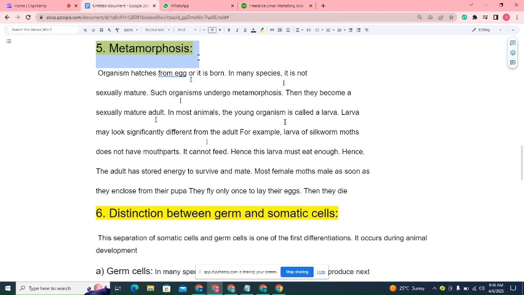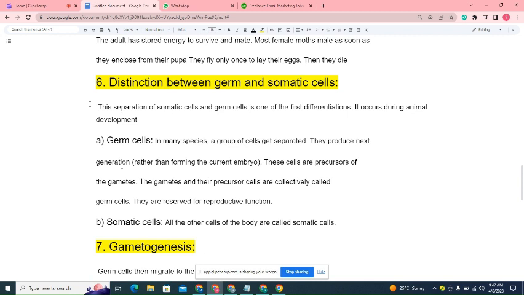For example, the larva of silkworm moths does not have mouthparts. It cannot feed. Hence this larva must eat enough, so that the adult has stored energy to survive and mate. Most female moths mate as soon as they emerge from their pupa, and they fly only once to lay their eggs. Then they die.